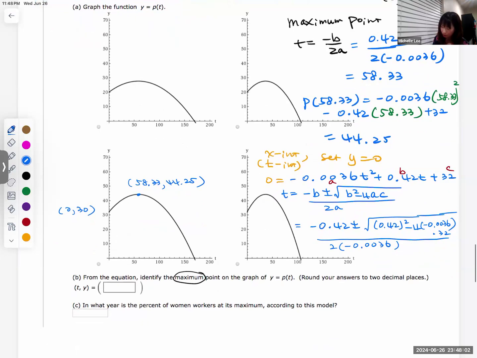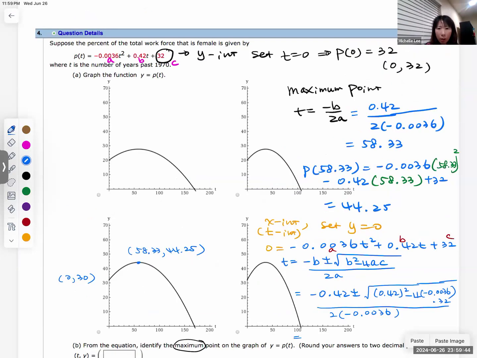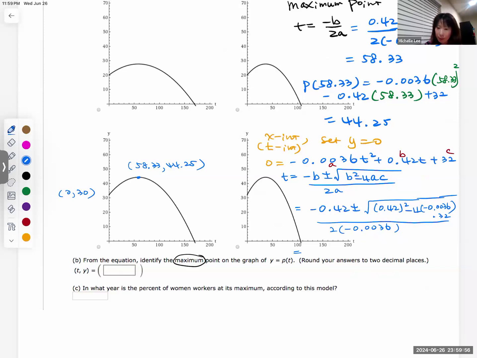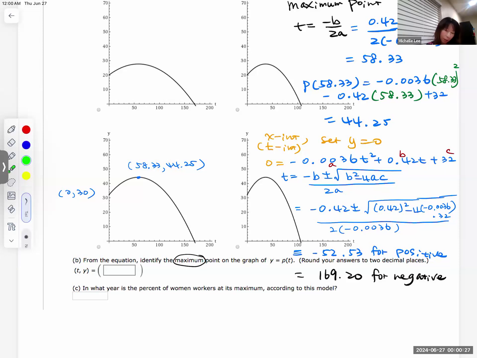Okay, then we calculate. Be patient. Okay, so I calculate here. So we get positive, then let me see. Positive, we get negative 52.53 for positive. Positive means this one, right? And then negative, then we get 169.20 for negative. So negative means here, right? So you guys okay?